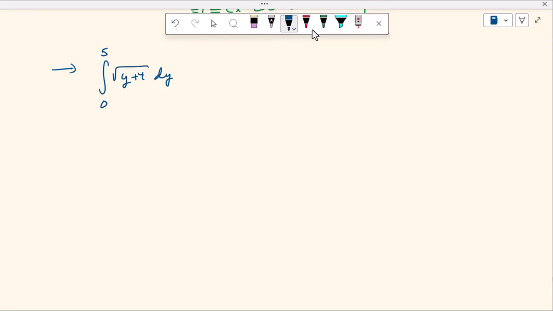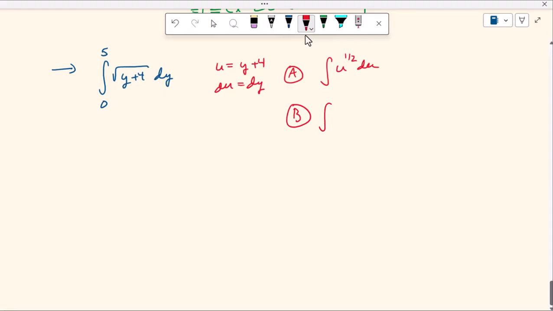So to integrate this particular problem, I would have to let u equal y plus 4, and then du is dy. Well, I have all of that, but when I make that substitution, I have two ways that I can look at this. So one way, y plus 4 is my u, so this would be u to the 1/2 du. Now what do I do with my limits of integration? Well, I have two options. I have option A and I have option B.